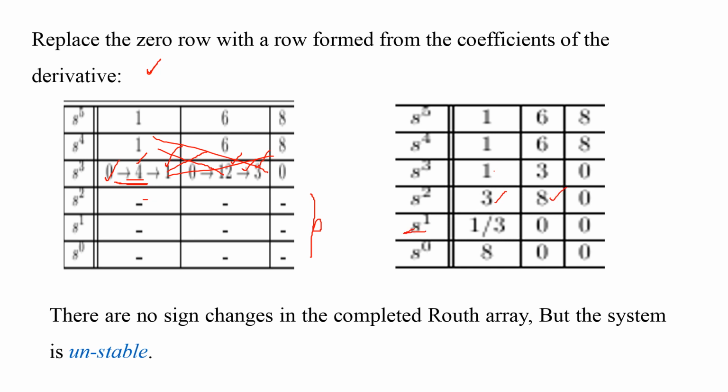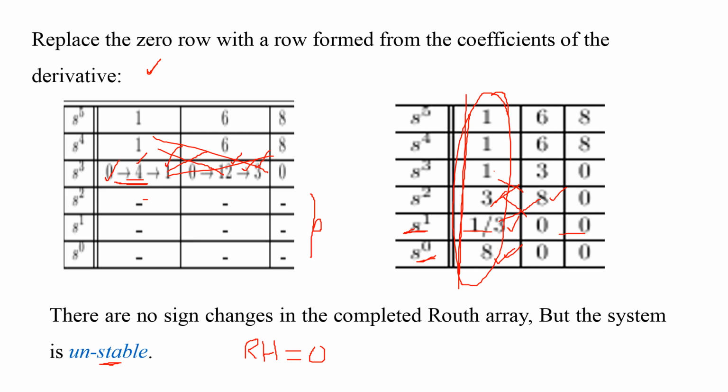Similarly, the s power 1 row: 3 into 3 minus 1 into 8 by 3, that is 1 by 3. Then the remaining are 0. Again the s power 0 row: 1 by 3 into 8 minus 3 into 0 by 1 by 3, that is 8. Now we have to observe the number of sign changes in the first column of the completed RS table. In this, there are no sign changes in the first column. Even though there are no sign changes, the system is unstable, but there are no right hand side roots. So the number of right hand side roots is 0, but the system is unstable.